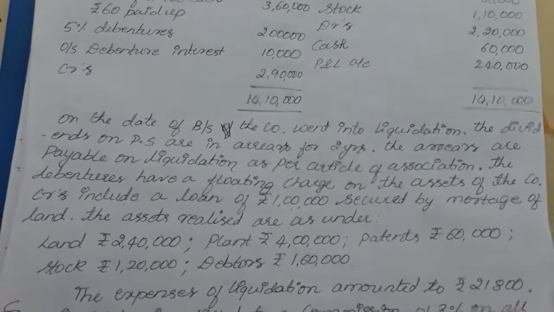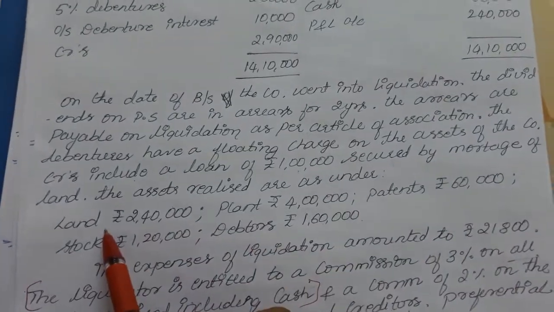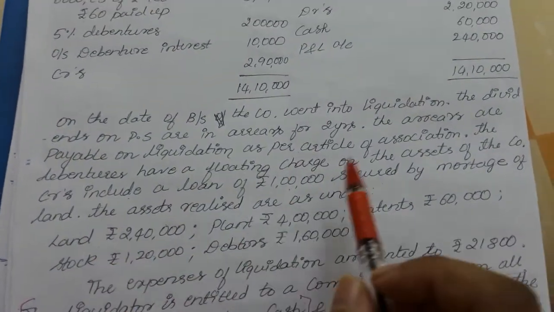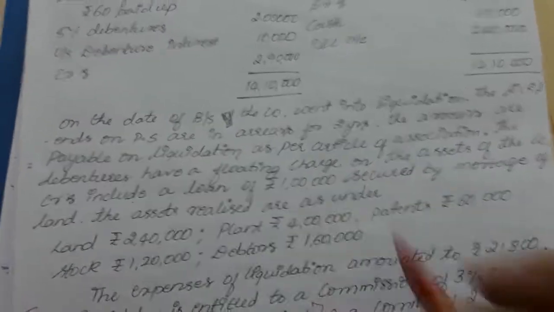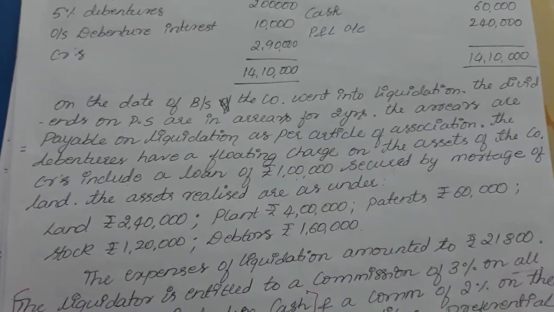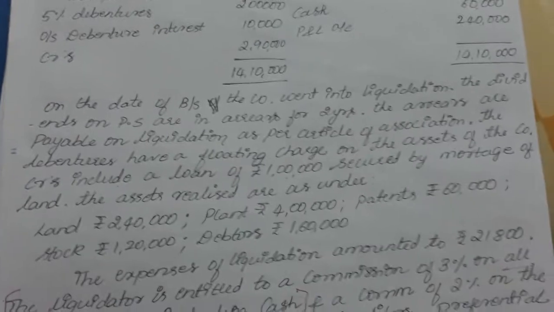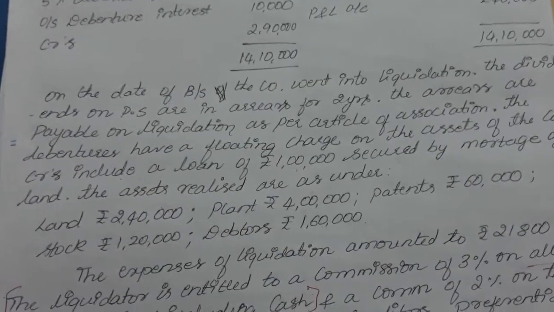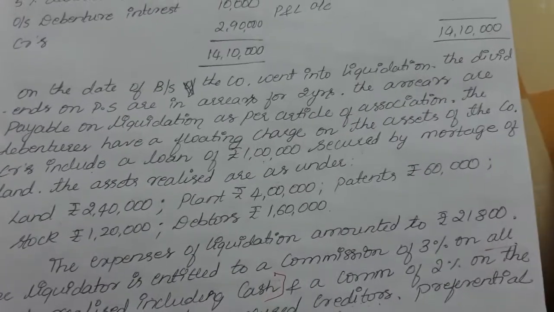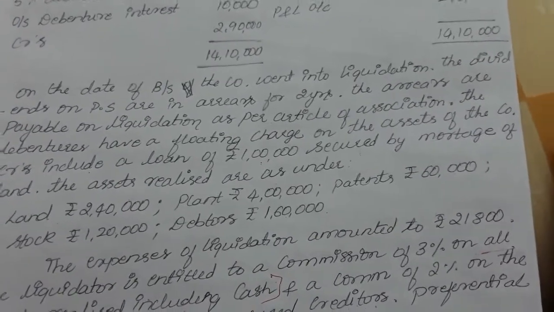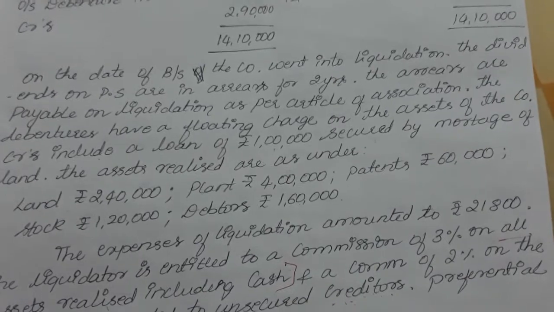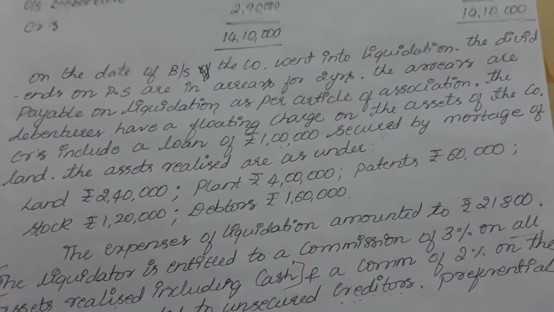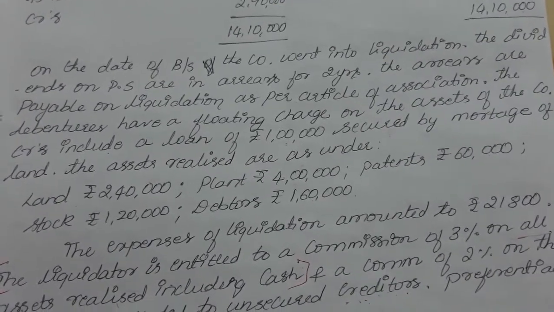And you might ask, ma'am, the land has been taken by the secured creditors as a mortgage. Why are we writing it on the asset side? It would be taken by the secured creditors. But in the question they have not mentioned that they have realized it. If they had said that the secured creditors have realized, it is understood that they have taken the land.